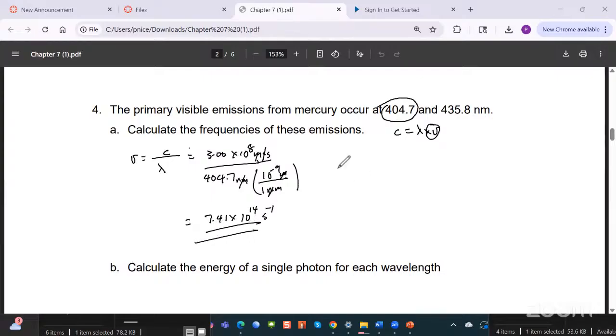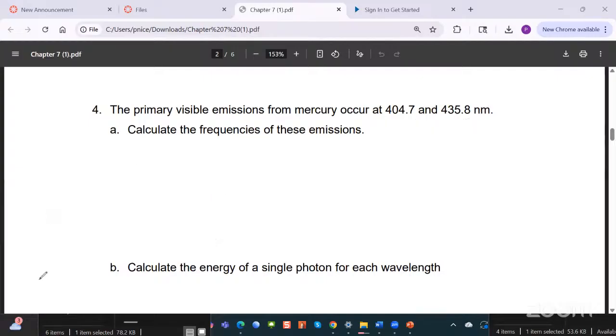Basically, you guys would have to do the same calculation. Instead of using 404.7, you're going to use 435.8 here, and then do the same calculation to get the frequency for that wavelength. All right? Okay. Any questions about this? All right, let me clear this and move on to B.